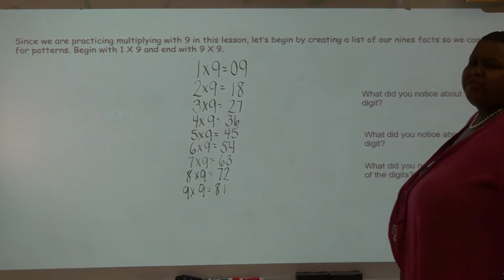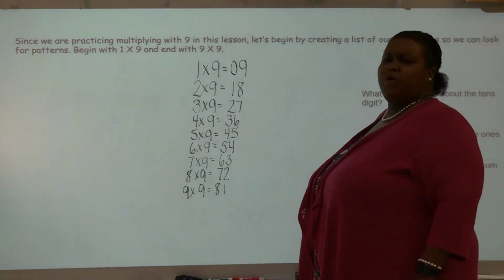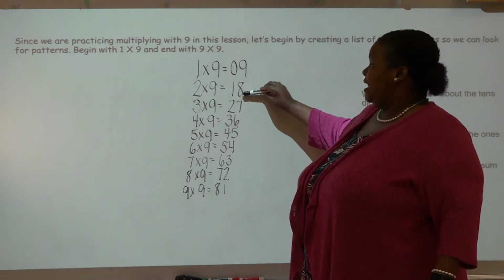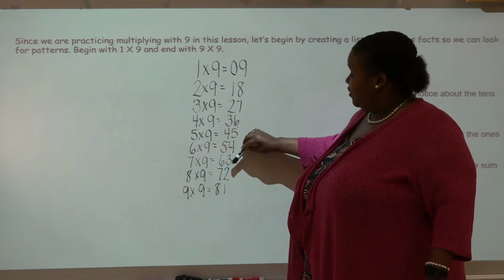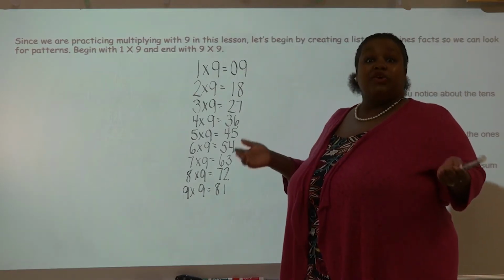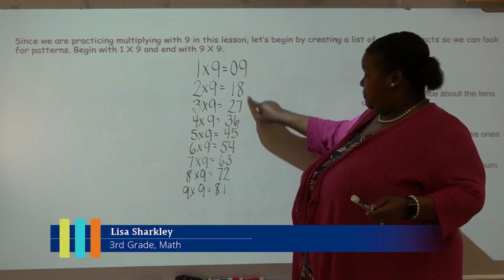What did you notice about the ones digit? Let's look at our ones digit. Here's my ones: 9, 8, 7, 6, 5, 4, 3, 2, 1. What's happening? They're decreasing by 1 each time.